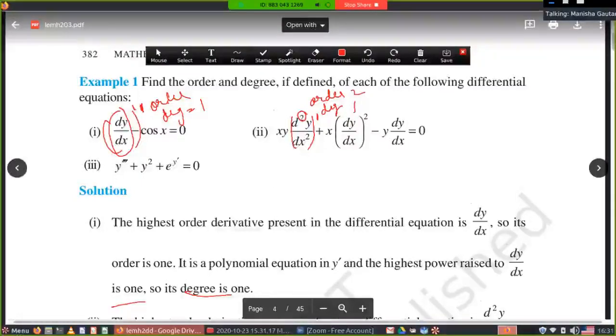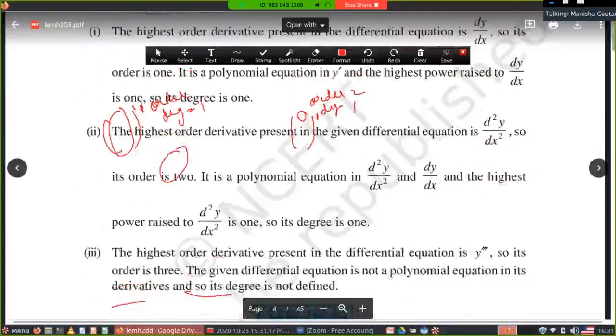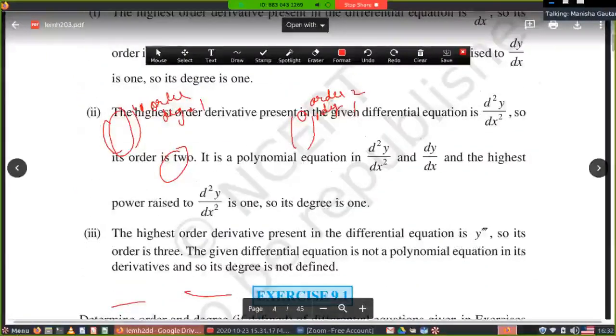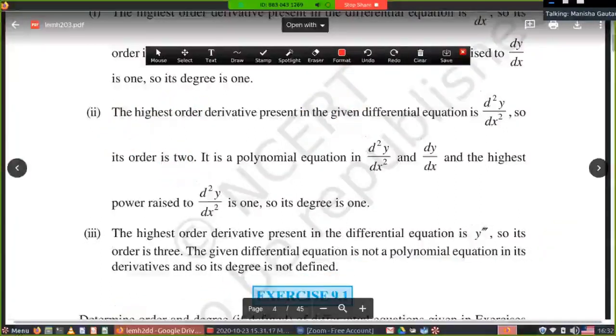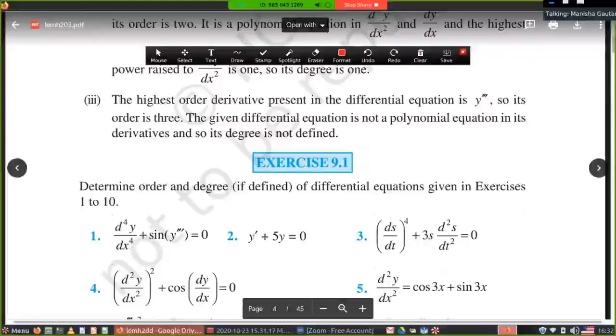In the third case, e to the power y dash. This statement makes the equation non-polynomial. Just read it. The highest order derivative present in the differential equation is this, so its order is 3. The given differential equation is not a polynomial equation because e to the power y dash is written in the equation. So this is not a polynomial equation. So degree is not defined. In such a way, you can find the order and degree of the given questions. Now try exercise 9.1.